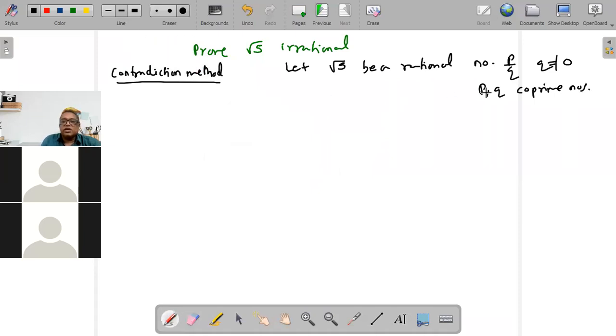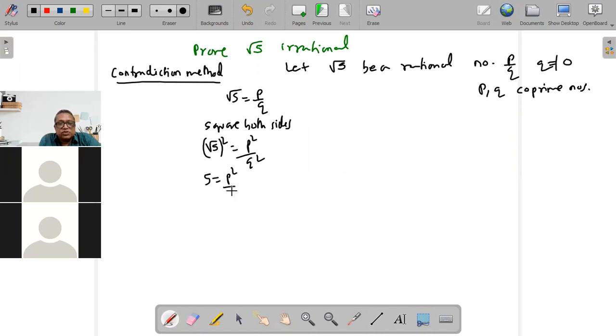So this assumption is necessary: whenever we assume a rational number, let root 5 be a rational number, p by q, the denominator should not be 0, you have been doing this since class 8, and p and q are co-prime. So root 5 equals p by q. To remove the root, we will square both sides. So what will we get? Root 5 whole square is equal to p square by q square. Cross multiply. The square of root 5 is 5. So here you get p square is 5q square.